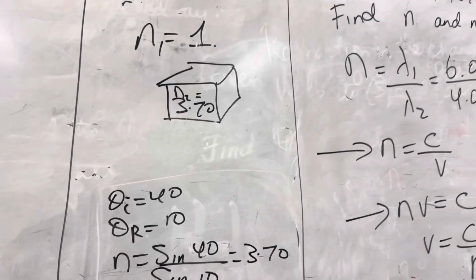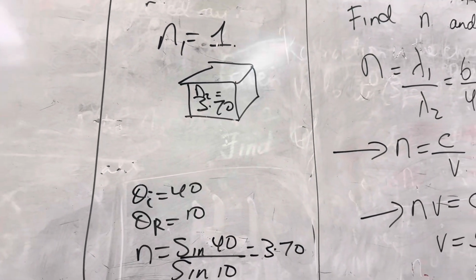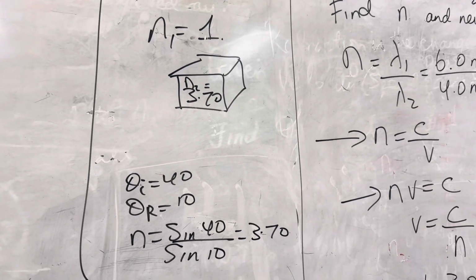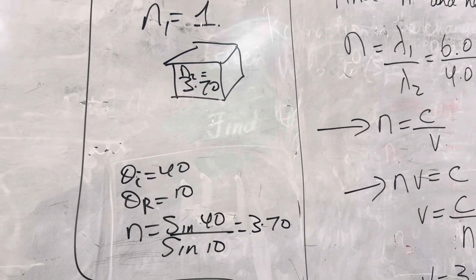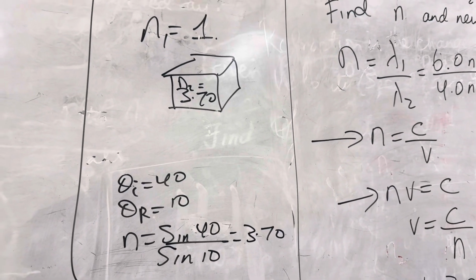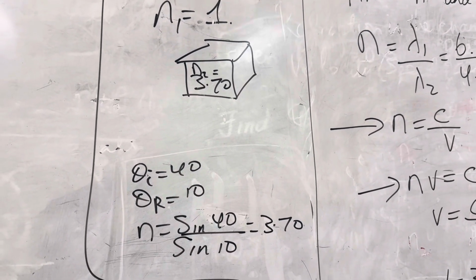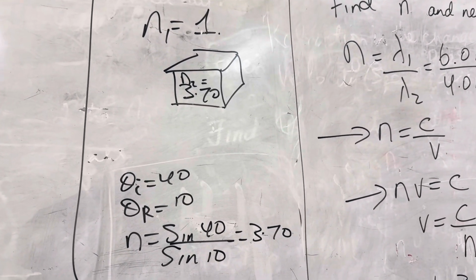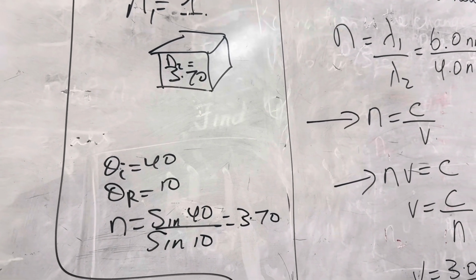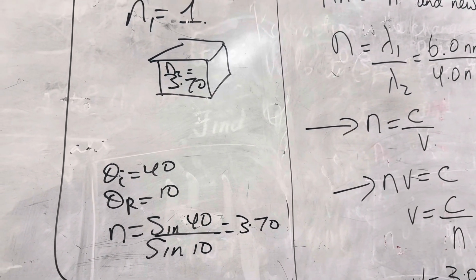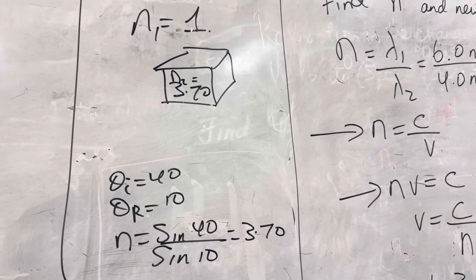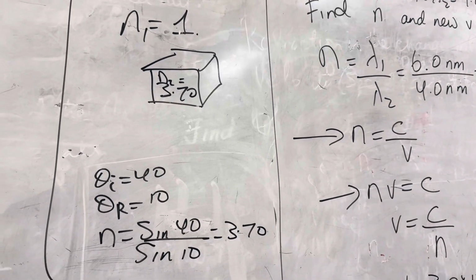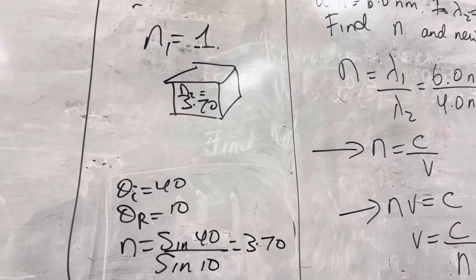If I have a material that is in air, and n1 of air is 1, and I want to find the refractive index of the material, and I have the angles of incidence and refraction at 40 and 10, I can use Snell's equation. n is equal to sine 40 divided by sine 10, and I'll get 3.70 as the refractive index of the material. So the symbol for refractive index is n, okay?